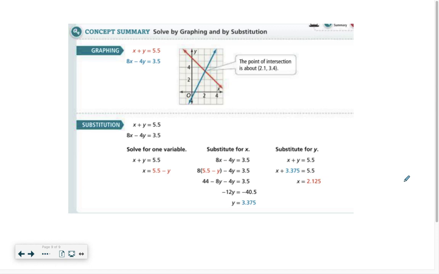All right, so just a reminder, graphing is good. It's a nice visual, but sometimes it's really tough to graph some of the points. So whenever you need a more exact answer, like you can't just use an approximation, you're going to want to use substitution for now, okay?